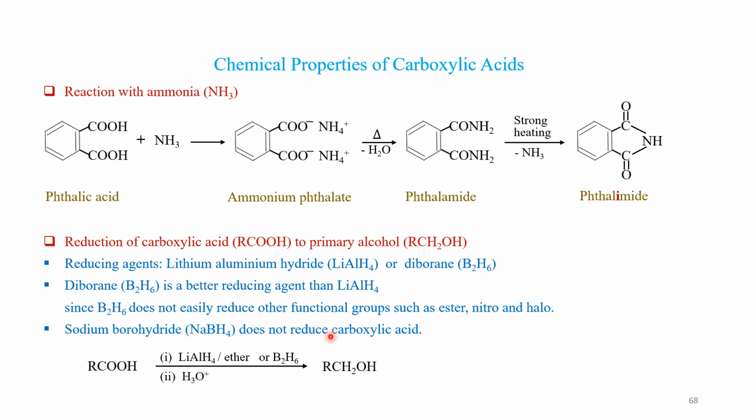Sodium borohydride cannot reduce carboxylic acid. Sodium borohydride is a mild reducing agent. It can only reduce aldehyde and ketone. So I can react carboxylic acid with lithium aluminum hydride in ether as solvent, or with diborane, followed by treating the product mixture with aqueous solution of an acid. I'll get the primary alcohol. So reduction of carboxylic acid will give only primary alcohol.